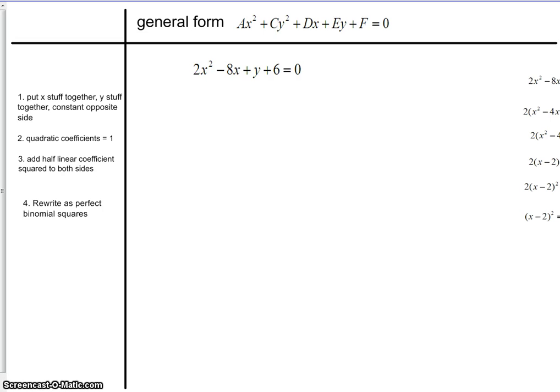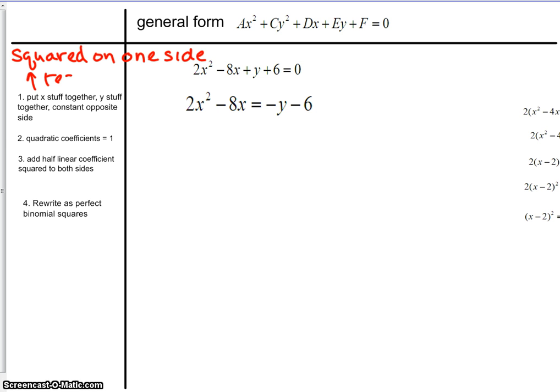All right, so if I have to complete my square again, and again, there's a separate video for that. What I want to do first is get my x stuff together, my y stuff together, my constant on the opposite side. How I'm going to change that this time is my squared stuff is going to go on one side, and the rest goes to the other. Because my x was squared, I kept all my x stuff on the left side, but then I threw my y and my constant over to the other side.